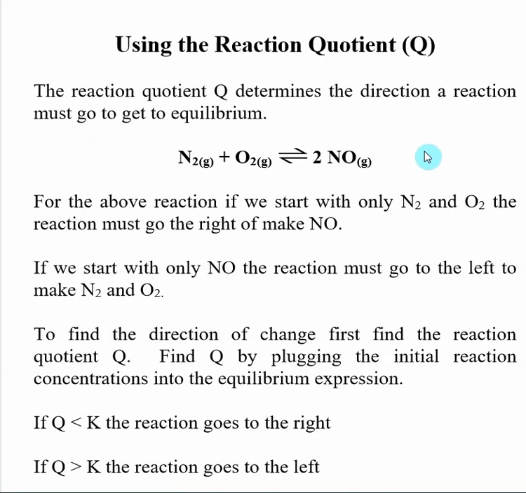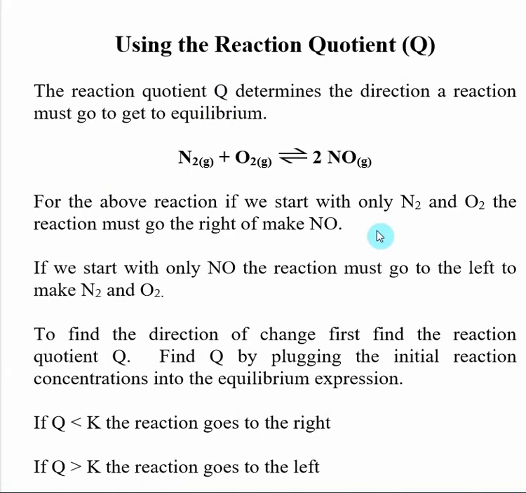So up until now, we've been making the assumption that the reactions we've been using have been at equilibrium. But how can we tell if a reaction is at equilibrium if we're unsure? And more importantly, if a reaction is not at equilibrium, what direction must the reaction go to obtain equilibrium? So we're going to determine this by finding what's called a reaction quotient, Q, and this number will tell us what direction a reaction must go to get to equilibrium.